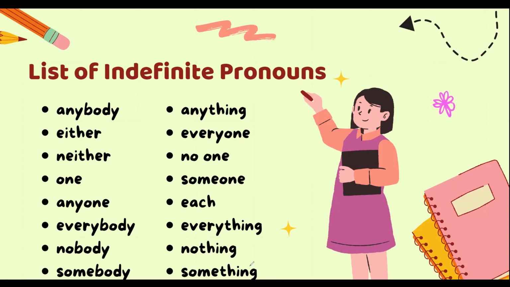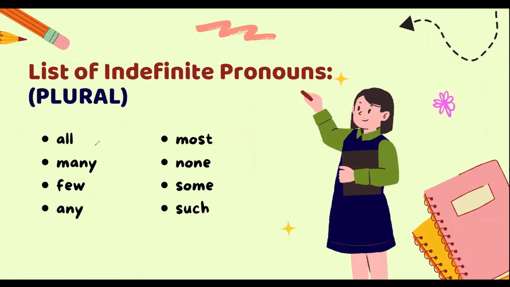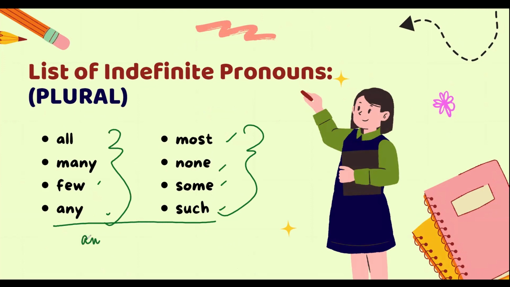The list that I have given you belongs to singular indefinite pronouns. Today we will just learn about the singular indefinite pronouns and what kind of verb should be used with them. But let us also see what comes under plural indefinite pronouns: all, many, few, any, most, none, some, such. If you pay close attention, these are the words that talk about some amount or number.